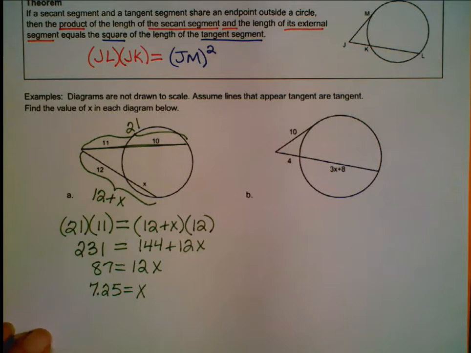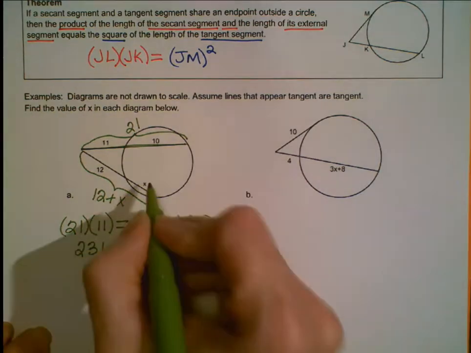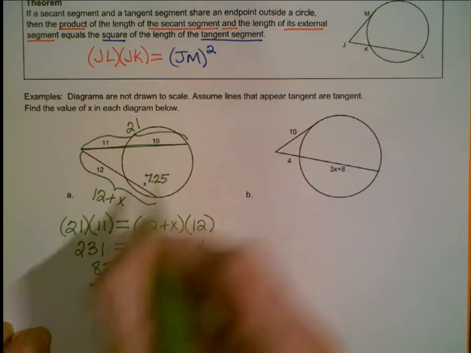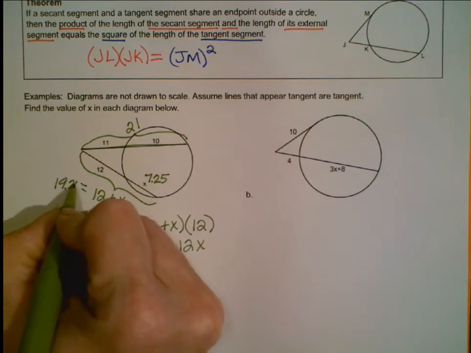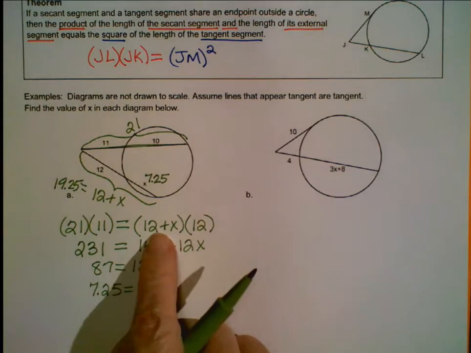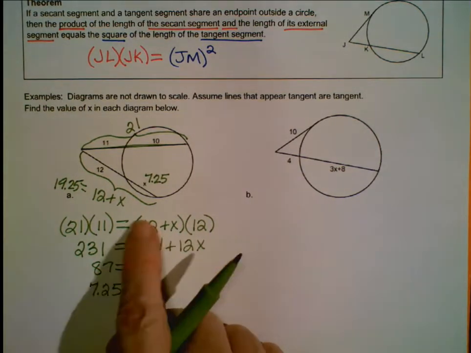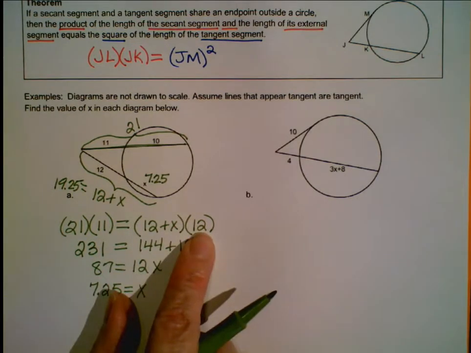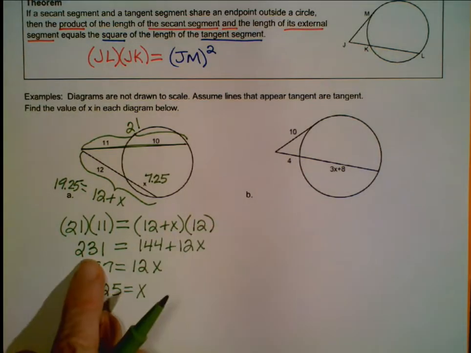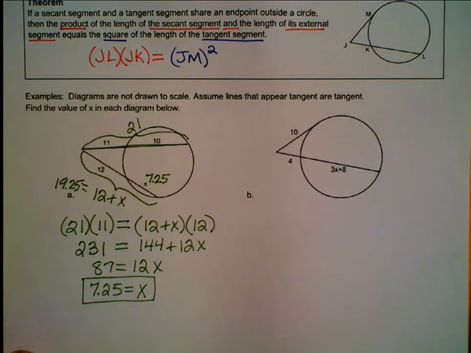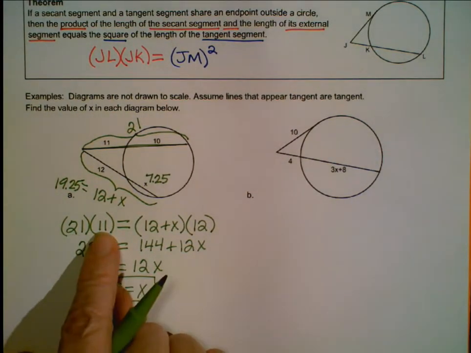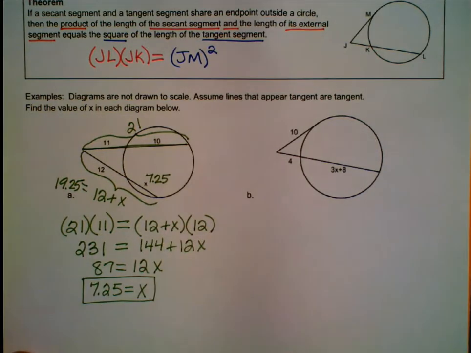Now the nice thing about these problems is that you can determine if your answer is correct by substituting it back in. So if x is 7.25, then this entire length, when I add 12 to that, gives it a length of 19.25. So if I look here on this right side, is 19.25, the whole length, times the outside part 12 gives me a value of 231, which is the same product that I got here, so my value of x is correct. So with a secant, we take the whole length times the outside part.